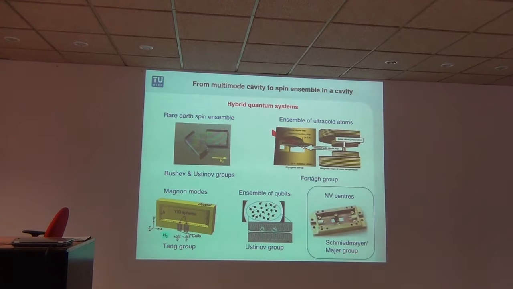The system we would talk about now is the NV centers. This is one of the hybrid quantum systems that's being worked on in Vienna, in the Schmiedmayer and the Hans Meyer group. I'll discuss this in particular because a lot of the theoretical work that was done in our group was again experimentally observed in this system.